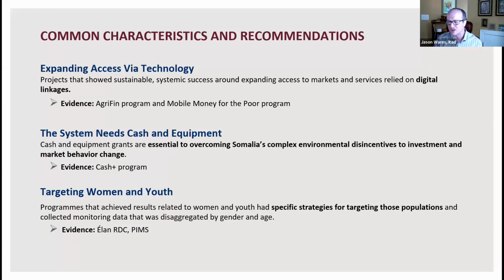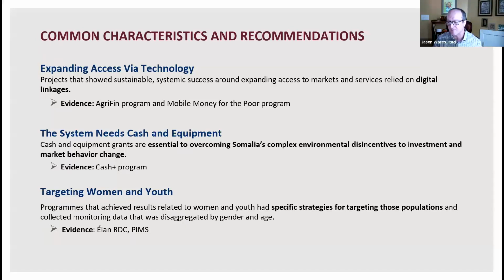Finally, targeting women and youth. Nearly all the programs that achieved results related to women and youth had specific strategies for targeting these populations and collected monitoring data that was disaggregated by gender and age. This allowed them to track women and youth progress within project interventions.